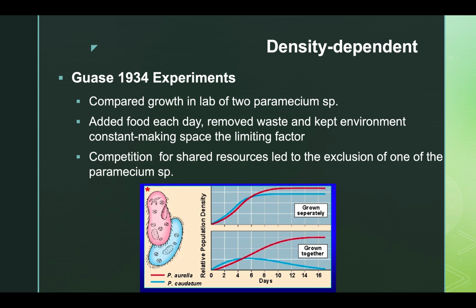to the point that there's practically none in that system. So we can conclude that when they're grown together, the reason they have different growth rates is because of competition for shared resources, and that P. aurelia is a better competitor. When the population got large enough that they had to compete for resources, P. aurelia stomped P. caudatum. They totally took over, driving them essentially to extinction in this experiment.